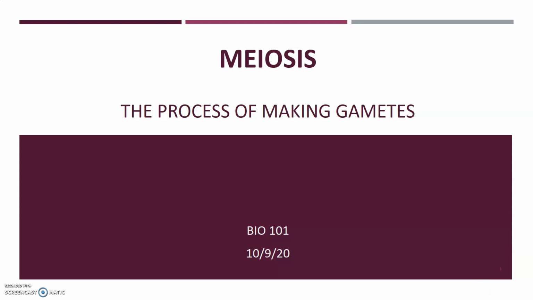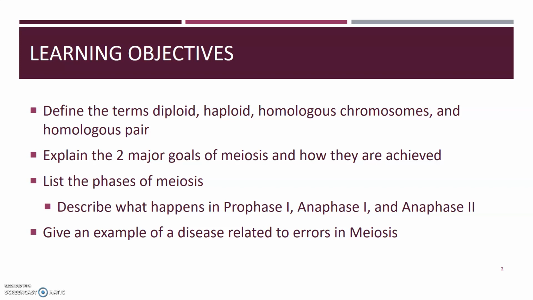This is a lecture from October 9th, 2020 on meiosis, or the process of making gametes, or sex cells. For this lecture, we're going to define several terms that are important to understanding meiosis and how it works. We're also going to talk about the two major goals of meiosis and how they're actually achieved, while listing the phases and what happens in each of these phases of meiosis.